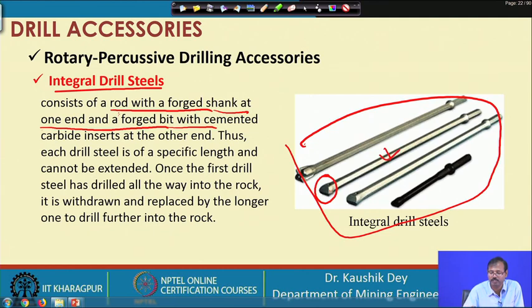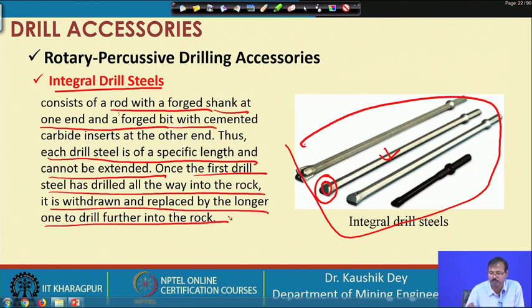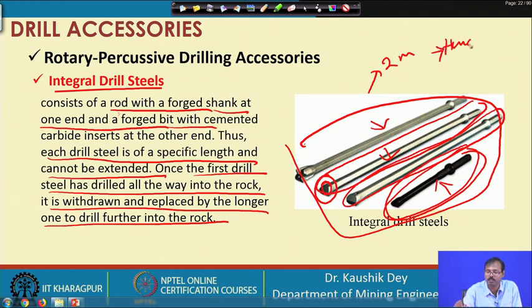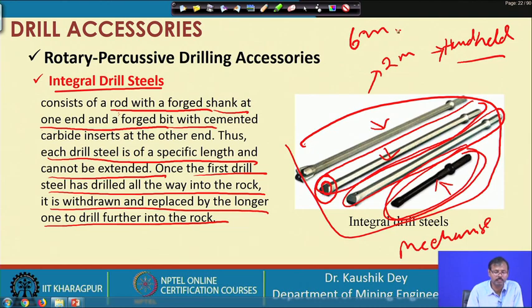This cannot be reused. Once the bit is finished, this rod has to be thrown away. So, each drill steel has a specific length and cannot be extended in this case, and that is why these are limited to this length. Often these rods are used for handheld apparatus, and in those cases many drill rods of different lengths are used. First the drilling is carried out with a smaller one, then the next drilling is carried out in the same hole with a longer one, and in this way it is extended, so that the drilling can be carried out. However, this type of drilling is limited to 2 meters for handheld, but for mechanized drilling using a jumbo, this drill length can be extended up to 6 meters also. Okay. Integral drill steel can be extended up to 6 meters drilling length also.